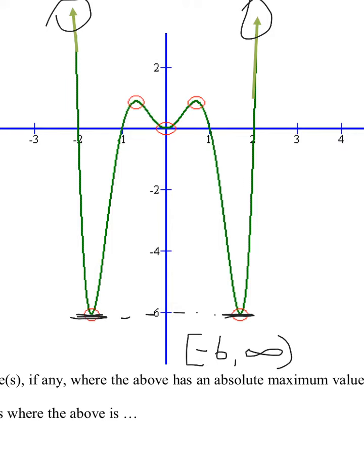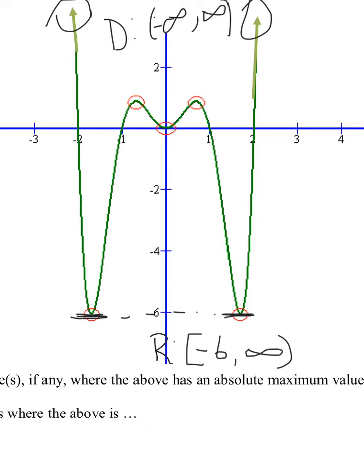So the domain is negative infinity to infinity, and the range right here, range is negative 6 to infinity.